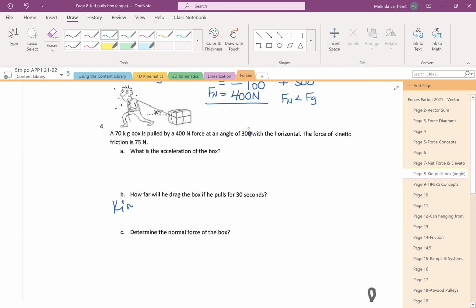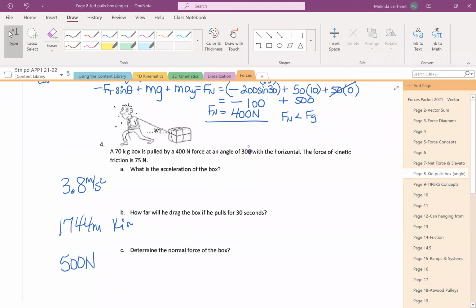If you want to check answers, I'll show you at the end the answers, but if you want to check A before you do B, that's fine, okay? Because B actually does depend on A. All right, try the bottom of page 8.